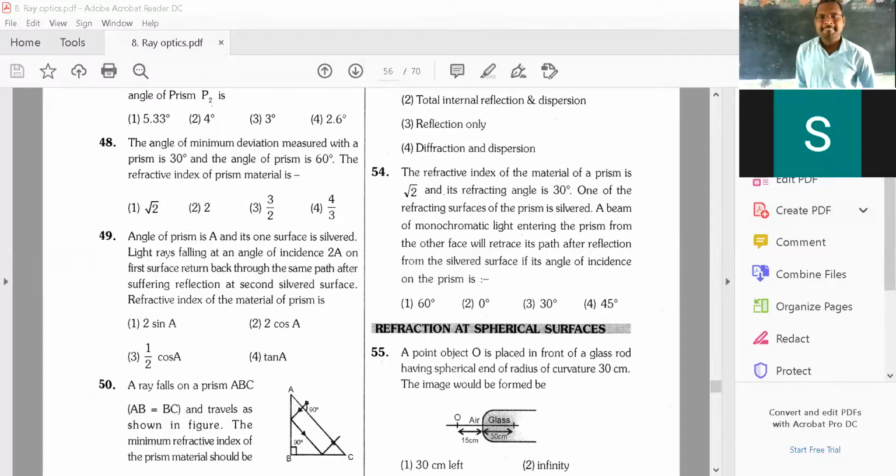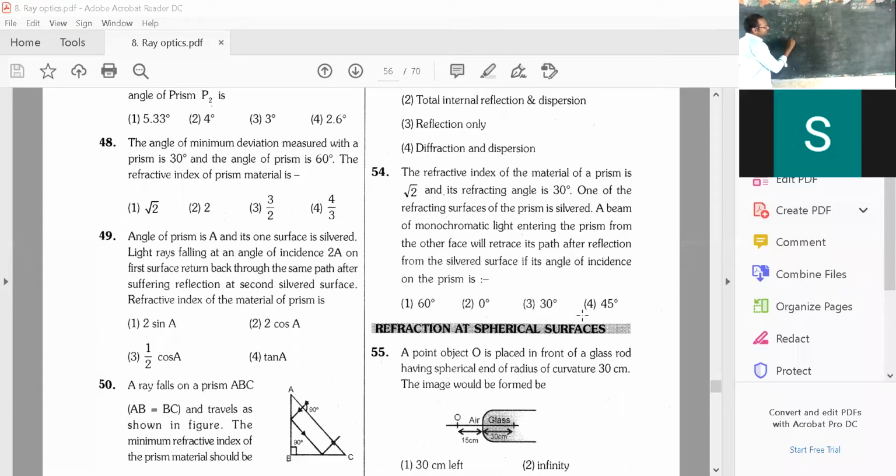So question number 48. The angle of minimum deviation measured with a prism of 30 degrees and angle of prism is 60 degrees. The refractive index of the prism is what? The question is: angle of minimum deviation delta minimum is given as 30 degrees. Next, the angle of the prism is 60 degrees. Then what is the refractive index of the prism?